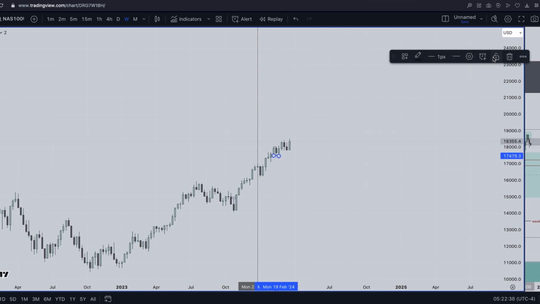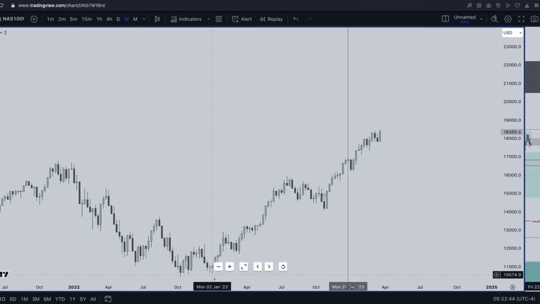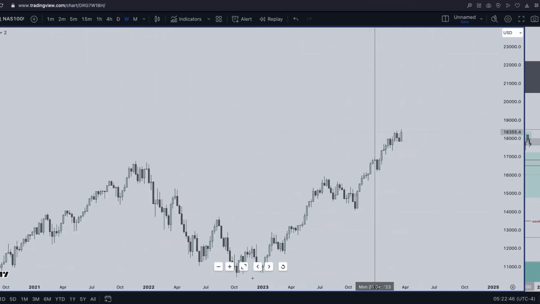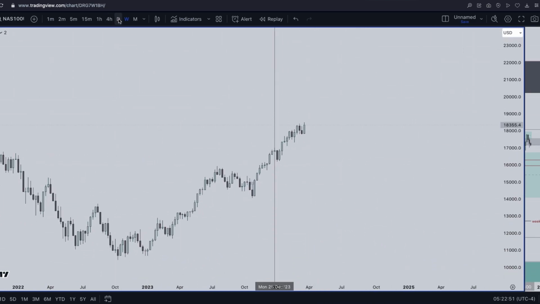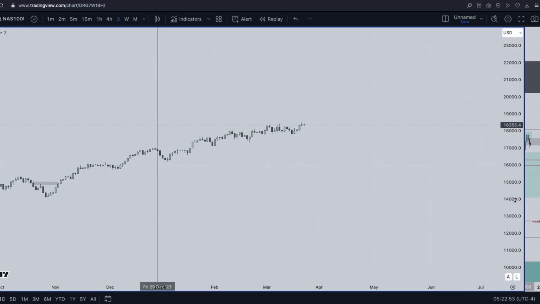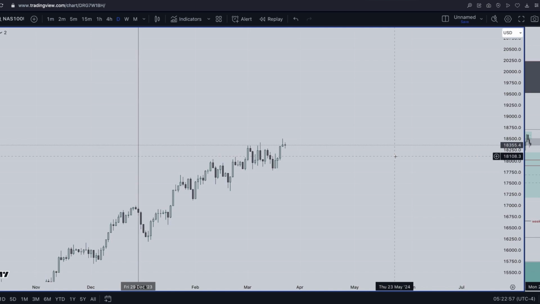What do we have here now? Let's go on the daily. And price is at all-time high, okay? But we're not calling a top. We're not calling a top on NASDAQ. We don't know yet, all right? As I mentioned earlier, we just have to trade what we see at the moment, all right?